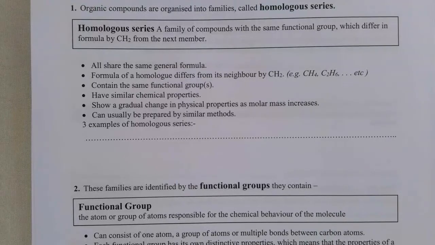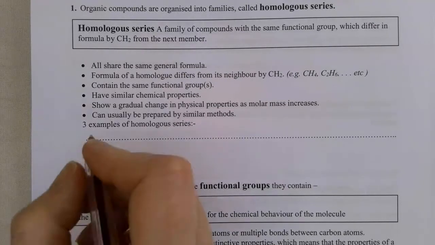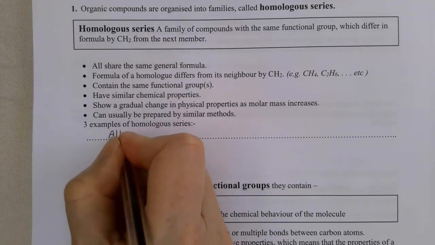Because organic chemistry forms such a large variety of compounds, we need some way of organizing them. So the first level is to divide them up into homologous series. These are compounds with the same functional group. So they all have the same general formula. They have similar chemical properties. The key thing is that they've got the same functional group. So, for example, the one we're going to study, alkanes.